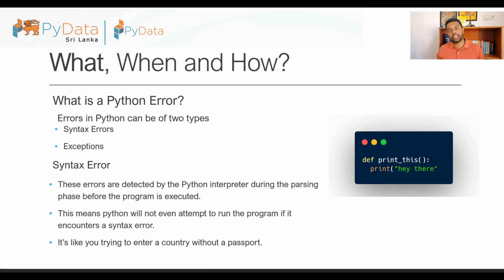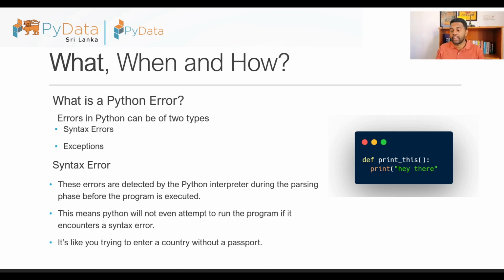So there are two types of errors in Python. One is what we call a syntax error, and the other is what we call exceptions. A syntax error is something that happens prior to the execution of the program. At the interpreting level, this error will be detected and Python will throw out an error. Usually syntax errors happen when you don't follow the set of rules attached to a programming language. So if you are dealing with Python and you are not adhering to its rules, there will be a syntax error.